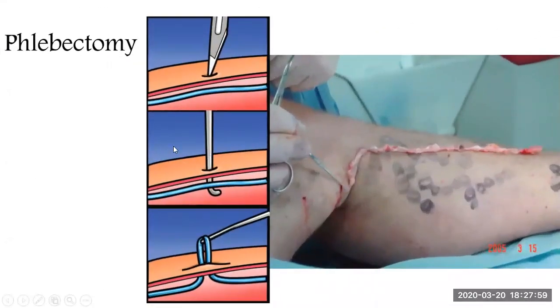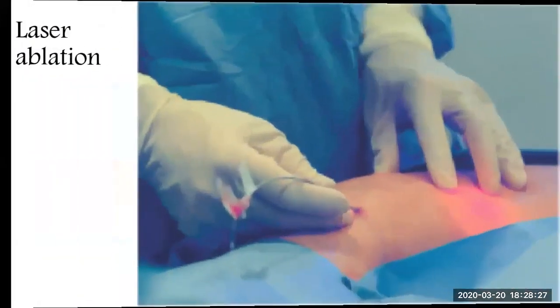This is a phlebectomy, which is performed in conjunction with the conservative management or standing alone. It can be performed under local anesthesia. Several small incisions, each 2 millimeters, can be placed. Then a hook is introduced in order to take the vein out, and then the vein is avulsed until it is completely removed from the affected segment of the lower limb.